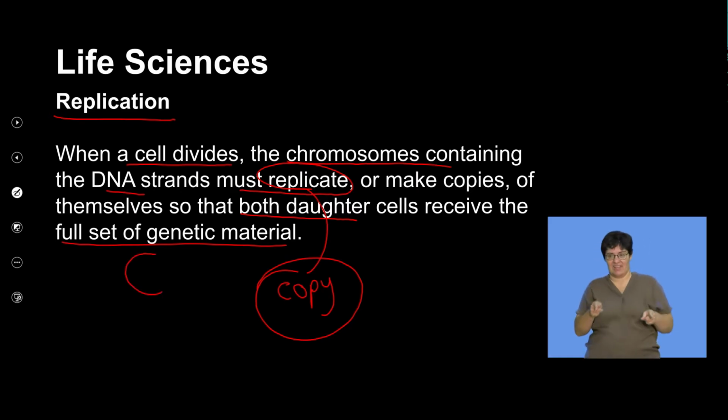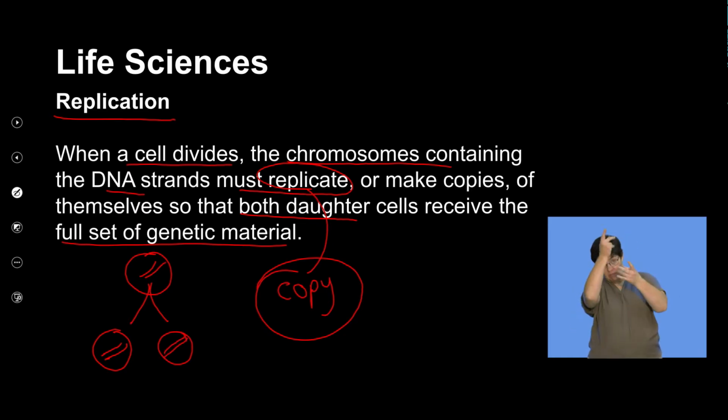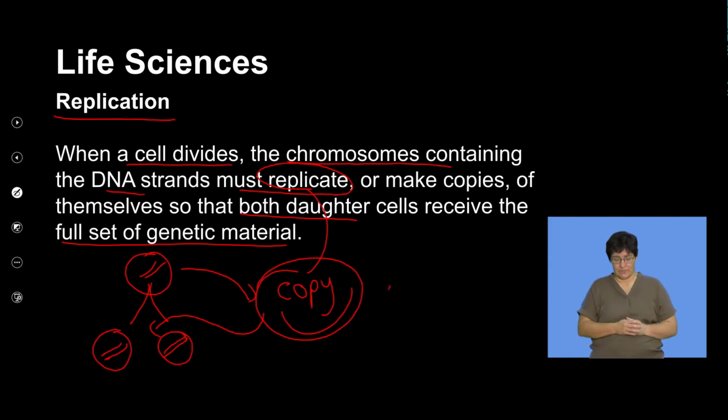So the rationale would be that if we've got a cell that divides to produce two new cells, these cells must have an exact copy of that genetic information. And so it's important that that information is copied so that these daughter cells have that information. And so that copying process is replication of DNA.